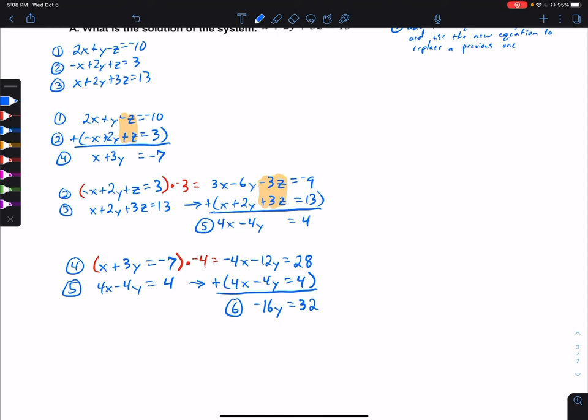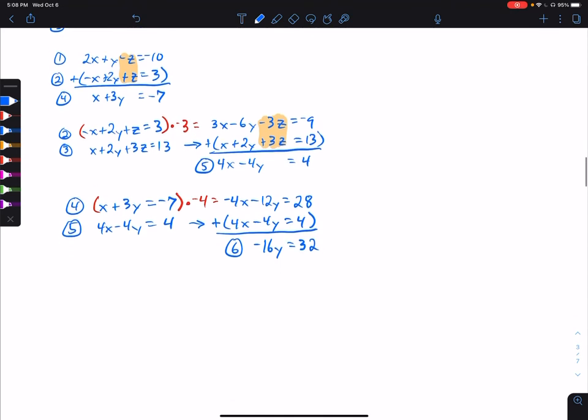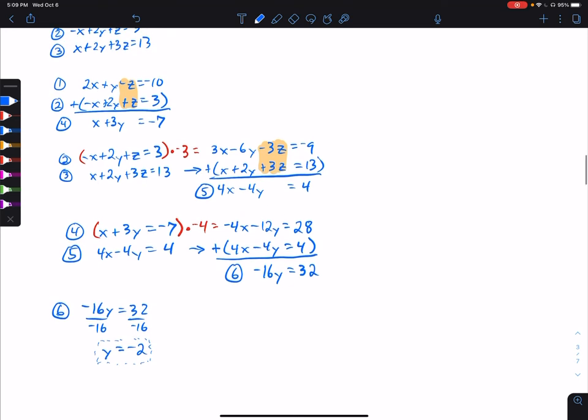Now I have an equation with only one variable, which is pretty easy to solve. So I can take this equation 6 and I can solve it. I can just divide both sides by -16, and I get y is equal to -2. And this is a partial answer. This isn't going to be our answer yet, but it is part of our answer. So I know that y is equal to -2.